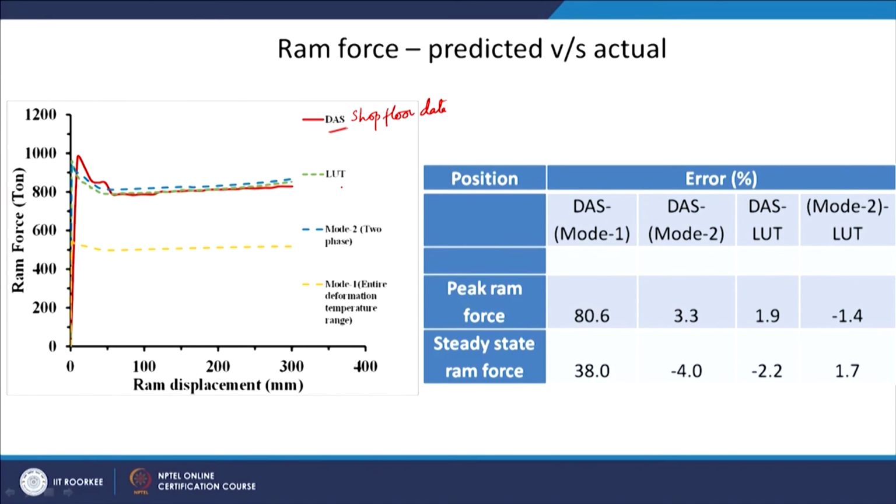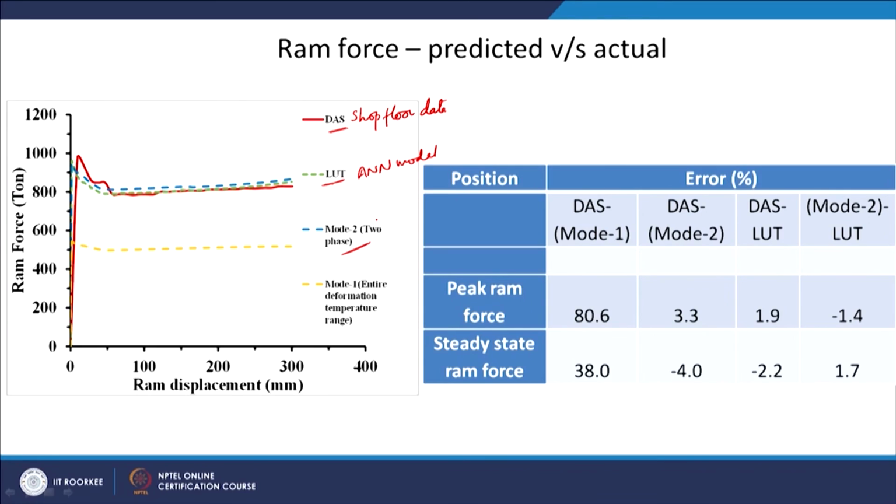Of course, they must have used some load cell or some transducers to measure the force. This green one, LUT, as I told you, is through the lookup table. The software uses some ANN model here, predicts the equation, and using that it tries to predict what the ram force will be. As you can see, it is also very closely following the actual shop floor data. More or less the peak ram force and the steady state ram force are very close to the actual data.